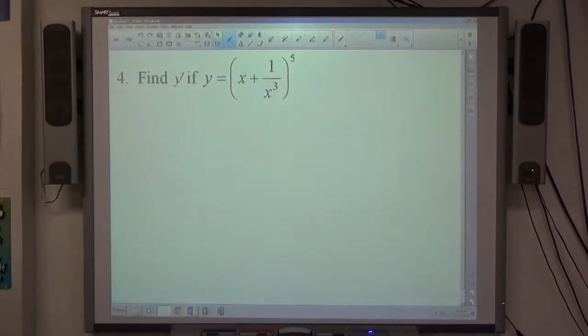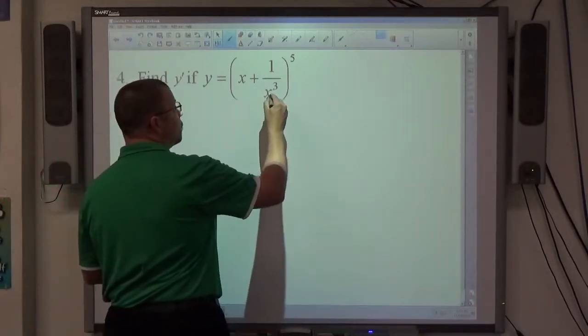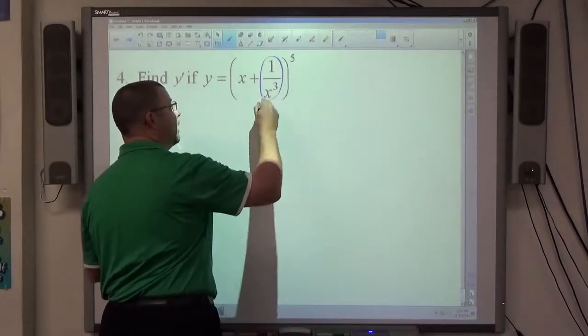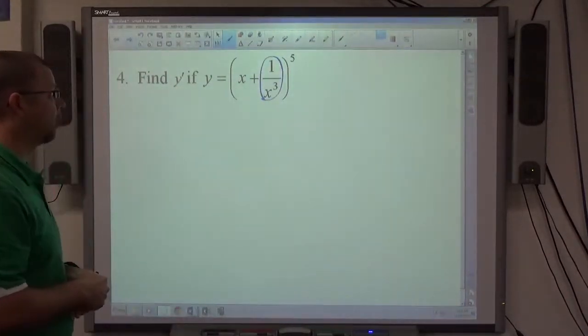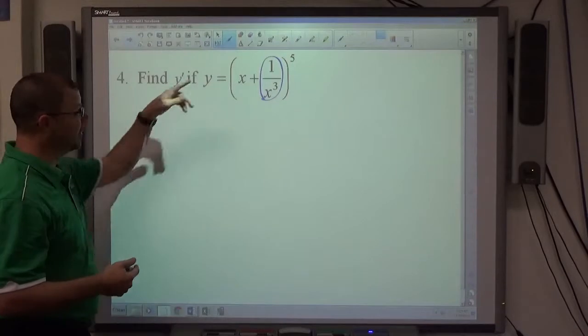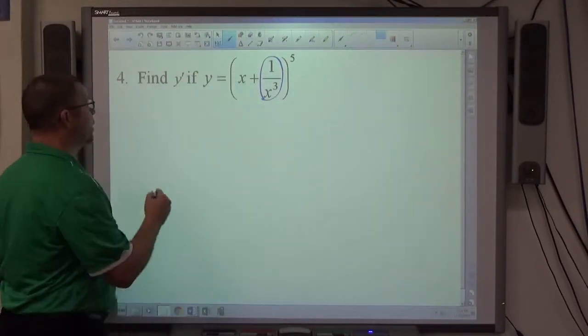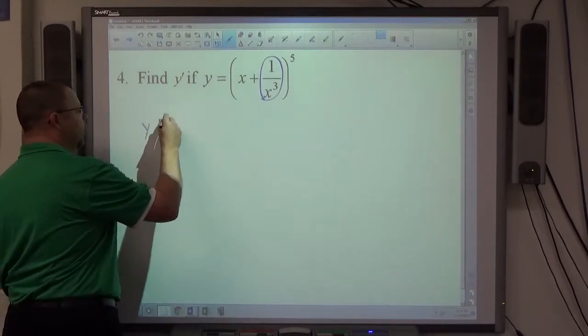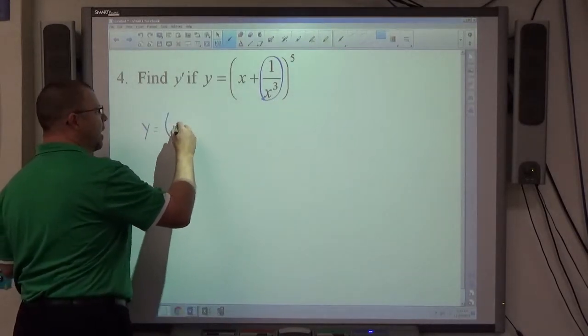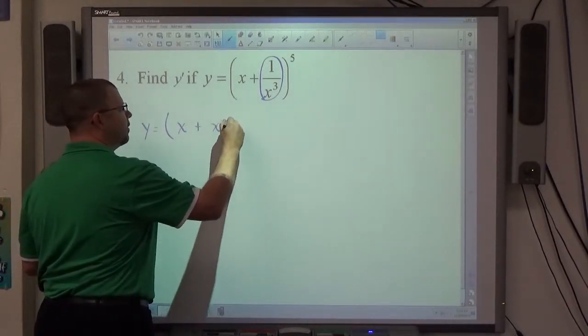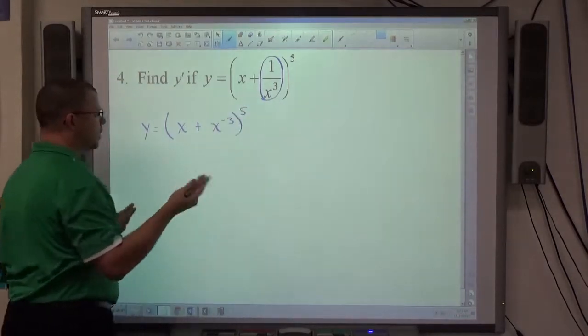Number 4, find y prime if y equals this. That is, obviously, a chain rule issue. The structure of this is not ideal. We don't want 1 over x cubed. Anytime you have a constant over x, it's better to write a negative power for that. So I would rewrite this as y equals (x plus x to the negative third) to the 5th power. So that's the first thing I would do.